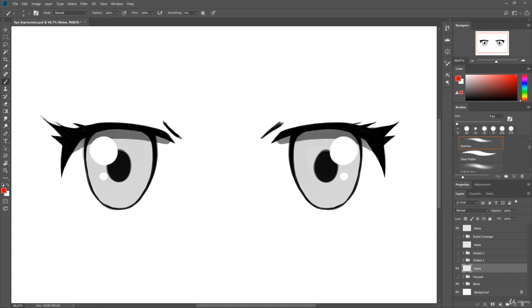In this lesson, we're now going to take a look at the elements of expressing with the eyes. And we're going to focus on focus, dilation, as well as eyelid coverage. We're going to start with focus.